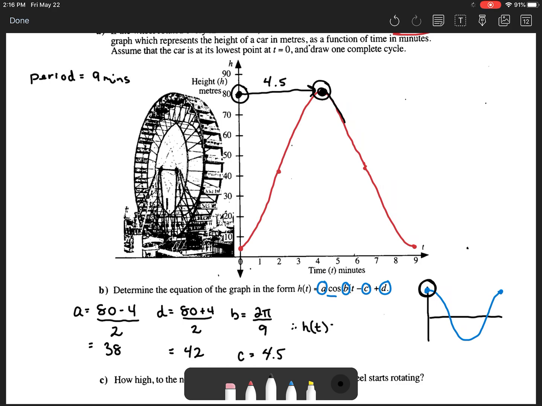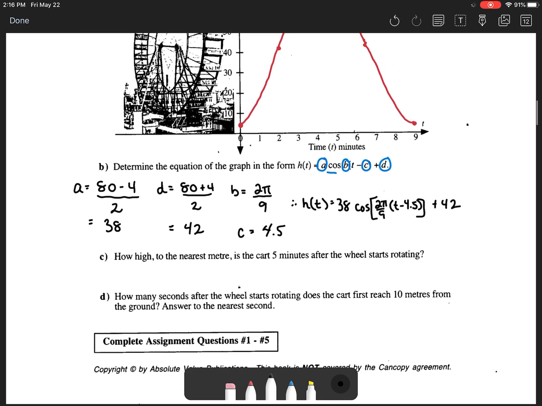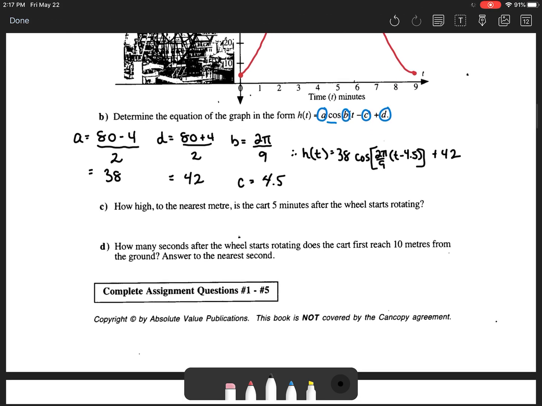So what I do now is write my equation. Therefore, my equation will be h of t is equal to, the A value is 38, cosine of my B value, 2 pi over 9, and now my phase shift, t minus 4.5. Close the bracket. I will have to get rid of this graph for right now. And then I finally add my D value, which was 42. And there's your equation.